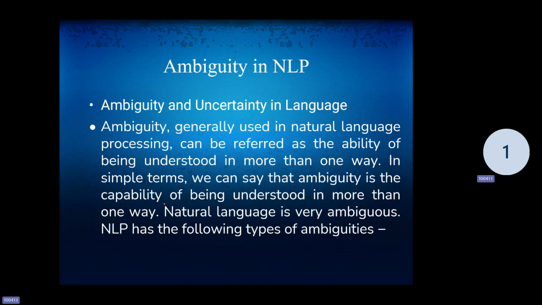After this, I'm discussing the solution to this. Okay, so ambiguity in NLP, ambiguity and uncertainty in language. Ambiguity, generally used in natural language processing, can be referred to as the ability of being understood in more than one way. In simple terms, we can say that ambiguity is the capability of being understood in more than one way.